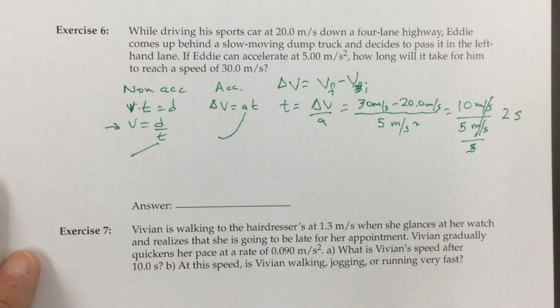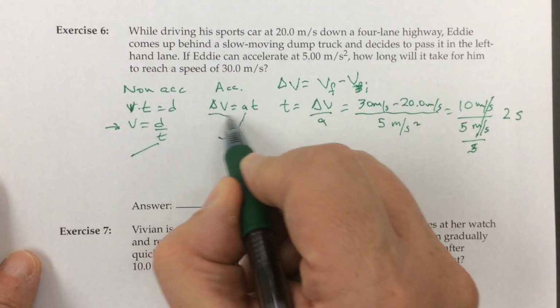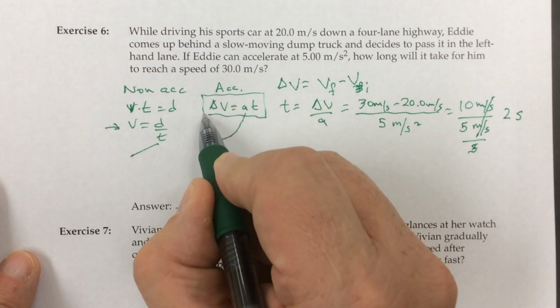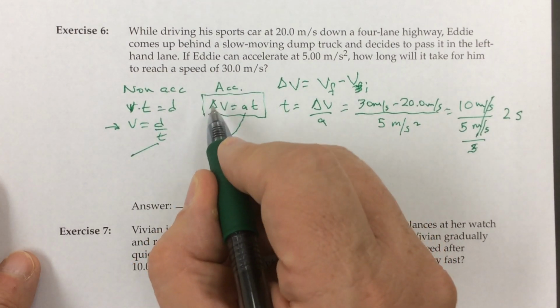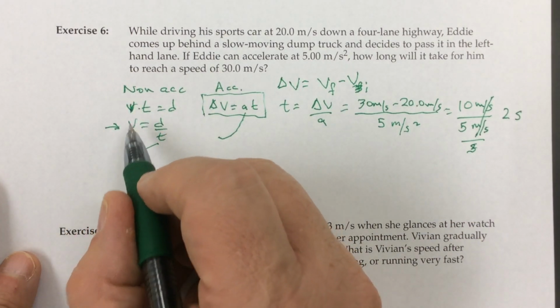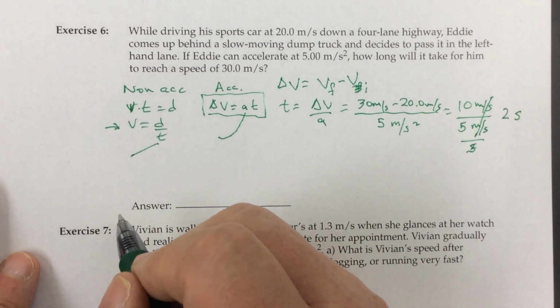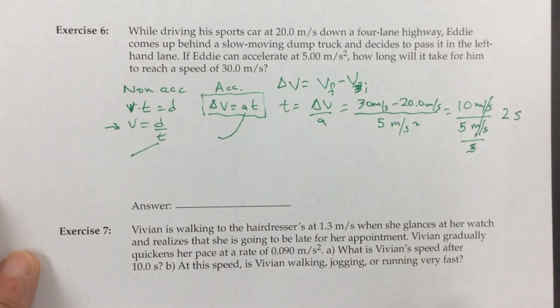Okay, there's your first one. Don't know if it made a lot of sense to you, but these are the numbers we're playing with. So let's look at this again. This is what you want to see again. When you have accelerated motion, the change in velocity equals AT. When it's non-accelerated motion, the change in velocity equals D divided by T. Depends if it's getting faster or not getting faster.